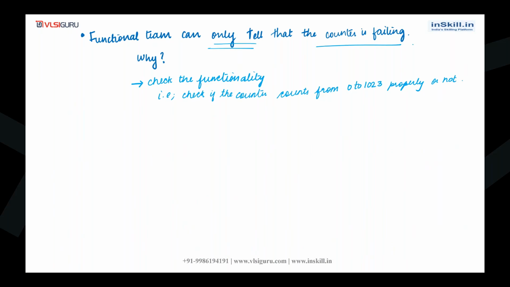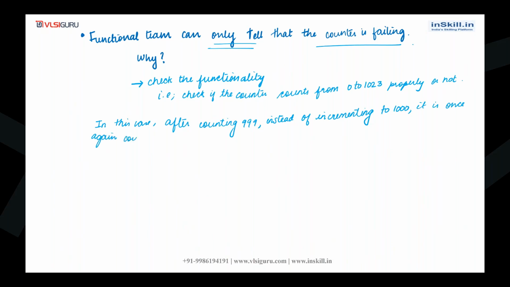So in this case, after counting 999, instead of incrementing to 1000, it once again counts 999. So that's why the counter has failed.